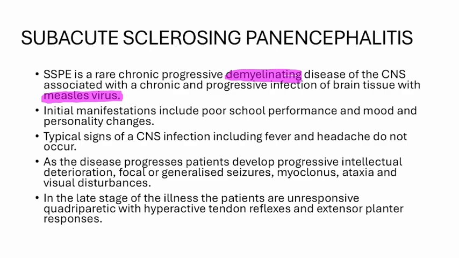What will it cause to the white matter? It will cause demyelination. Clinical features: initial manifestations include poor school performance and mood and personality changes, right? These are the initial manifestations. Fever and headache will not occur, right? As the disease progresses, patients develop progressive intellectual deterioration, focal or generalized seizures. Seizures can be there, myoclonus can be there, right?